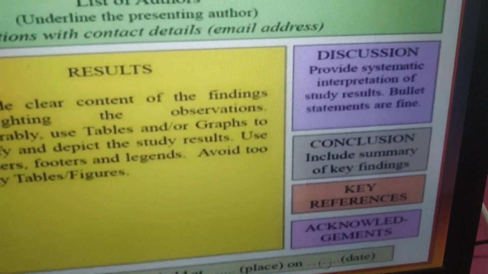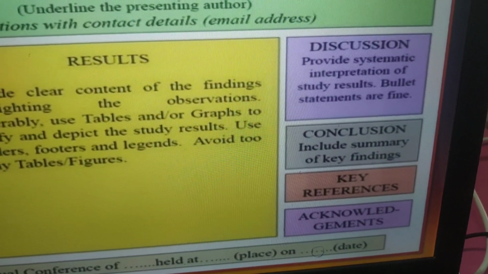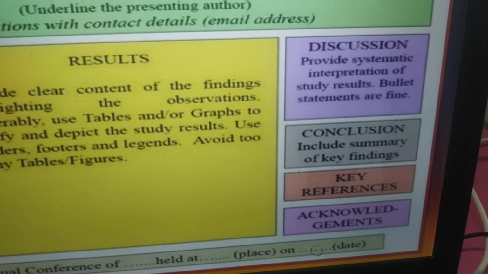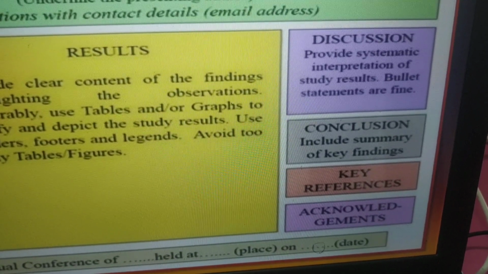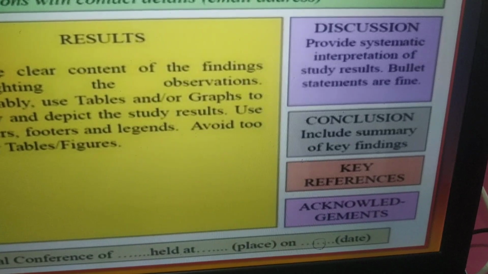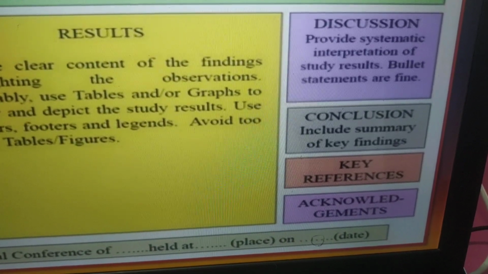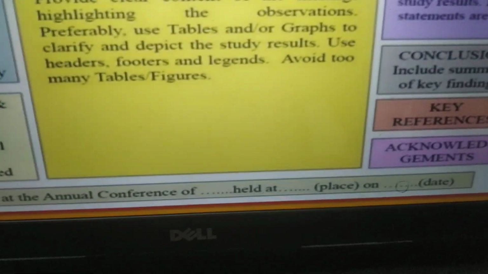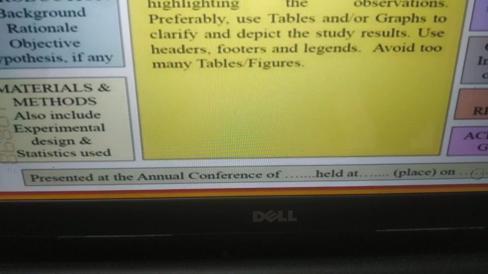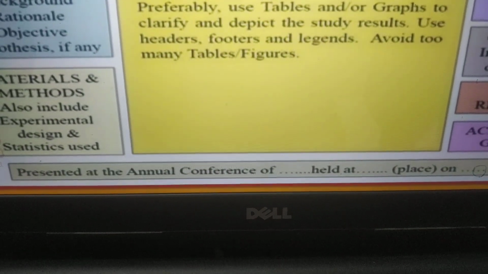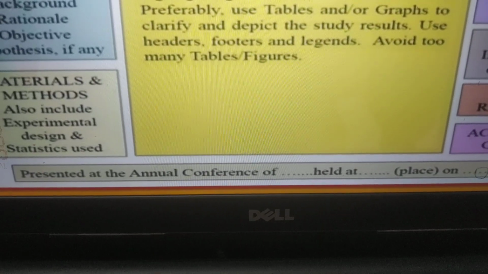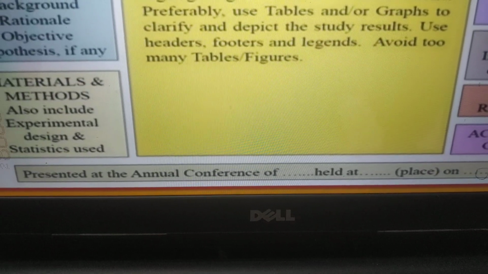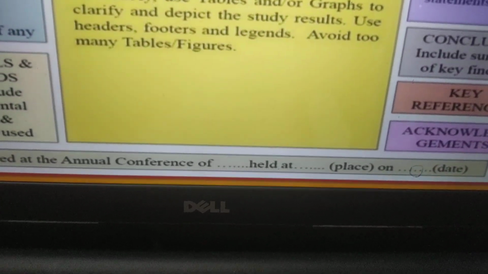Then the discussion part, you have to provide systematic interpretations of the study results, in bullet statements. Conclusion, include a summary of key findings, and you have to give key references, and finally you have to give acknowledgement to those who supported your work while you were doing your research. And suppose you are going to present in a conference, below that write 'presented at the annual conference of' the conference name, where it was held, the place, and the date.